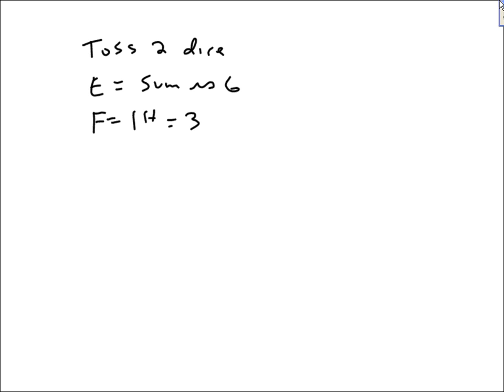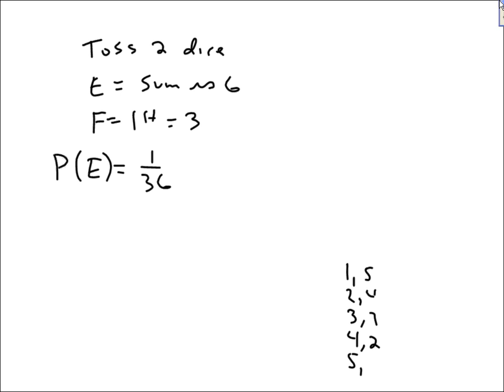Question is, are E and F independent or not? Well, let's go by the rolls. P of E is the probability that the sum is 6. Well, it's out of 36. You can have a 1 and a 5, or a 2 and a 4, a 3 and a 3, a 4 and a 2, a 5 and a 1, but you can't get 6 in anything. So there are 5. So it is 5 out of 36 that you will have a sum equaling 6.